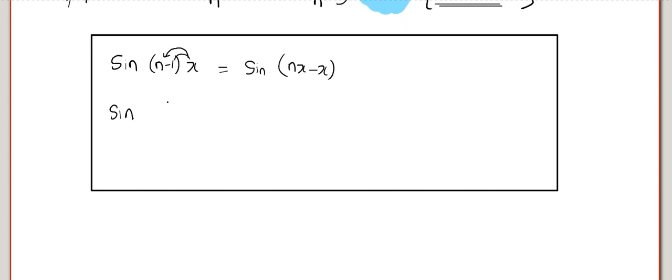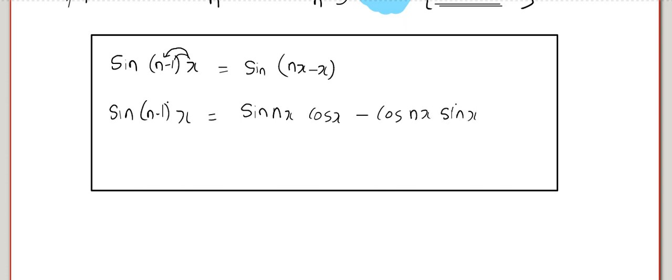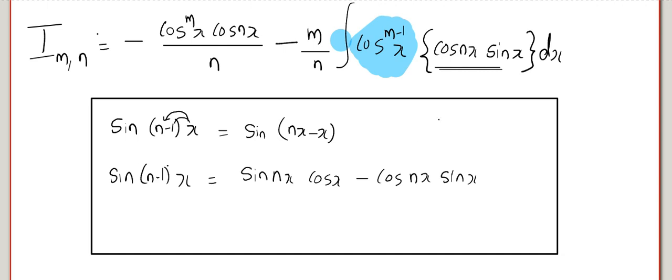That is, sine (n minus 1)x is actually sine a cos b minus cos a sine b, I think you know the formula for sine a minus b. Wait a minute, I saw this somewhere. Oh, these two are actually the same. I have an idea. Anyway, we need sine (n minus 1) into x. So I have an idea.